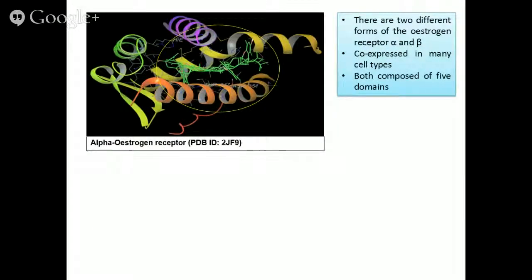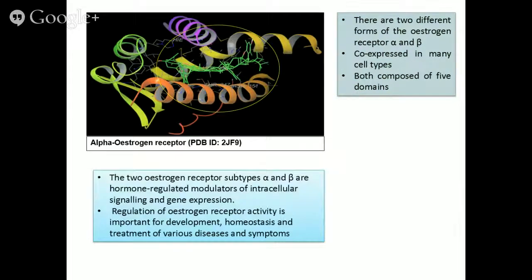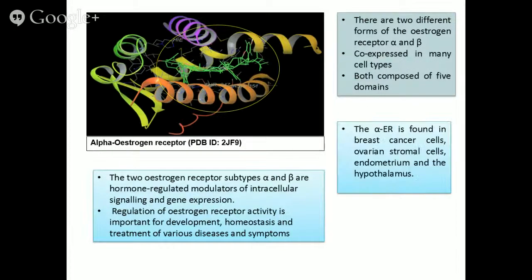Here is the estrogen receptor. We have two different estrogen receptors. They co-express in many cell types, and both are composed of 5 domains. The two estrogen receptor subtypes, alpha and beta, are hormone-regulated mediators of intracellular signaling and gene expression. Regulation of estrogen receptor activity is important in development, homeostasis, and treatment of various diseases, including breast cancer.